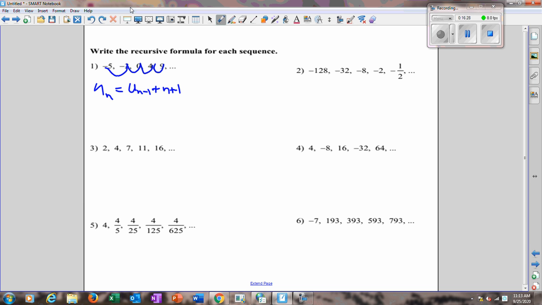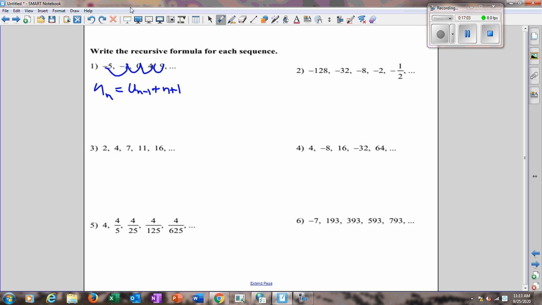Number 2, if I look at this one, it's going from negative 128 to negative 32 to negative 8 to negative 2. So it's going down by a different amount each time, but really it's getting more and more closer to 0. Because it's getting closer to 0, and because it's a different number each time, that means that I should look and see if it's a division or multiplication.